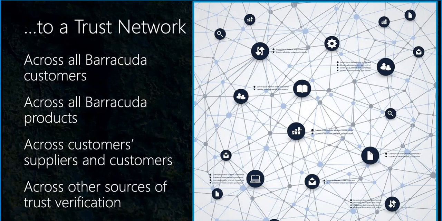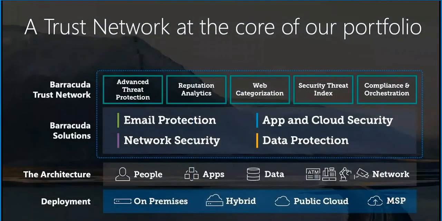We're even thinking about extending this paradigm to other sources of third-party trust verification. In the end, we want our entire product suite to have a trust network at the core. These trust-related services for advanced threats, reputation analytics, website categorization, and so forth become the ingredients that power all of our products, the email products, as well as our network security, app and cloud security, and data protection products. This enables us to deliver a comprehensive solution that protects our customers' people, applications, data, and network across a variety of deployment models, be it on-premise, hybrid, cloud and on-premise, public cloud, managed service, and so forth. I'm really excited to share with you this future vision.